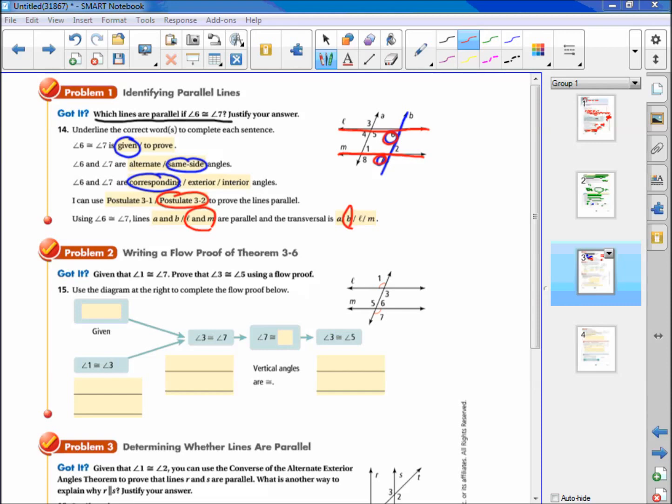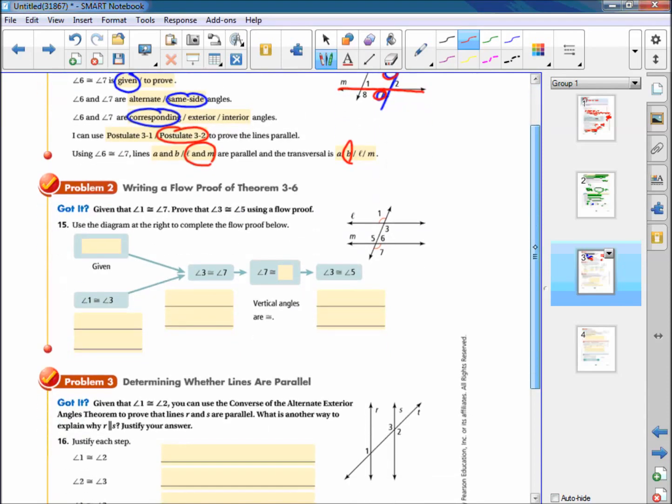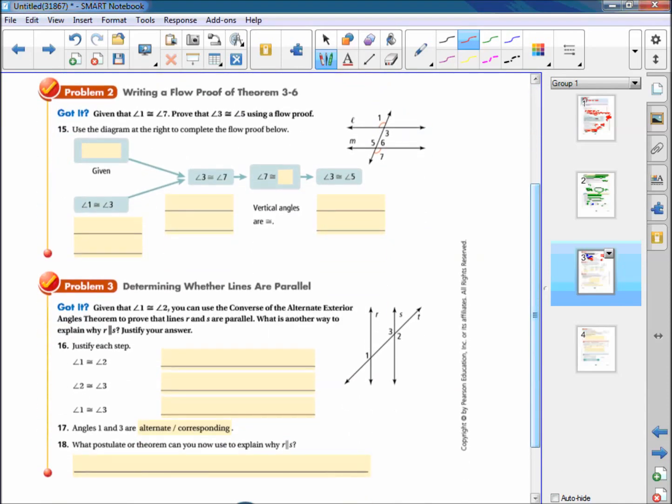All right, problem 2, writing a flow proof. So we've seen paragraph proofs and we've seen 2-column proofs. This is our first flow proof. All right, so flow proofs work the same, just writing it sideways and showing which ones go together to form something else. Okay, so given that angle 1 and angle 7 are congruent, we want to prove 3 and 5 are congruent using a flow proof. All right, so given here, this is angle 1 is congruent to angle 7. And then we say angle 1 and 3 are the same. Well, 1 and 3 are going to be the same because these are vertical angles. So this is vertical angles are congruent.